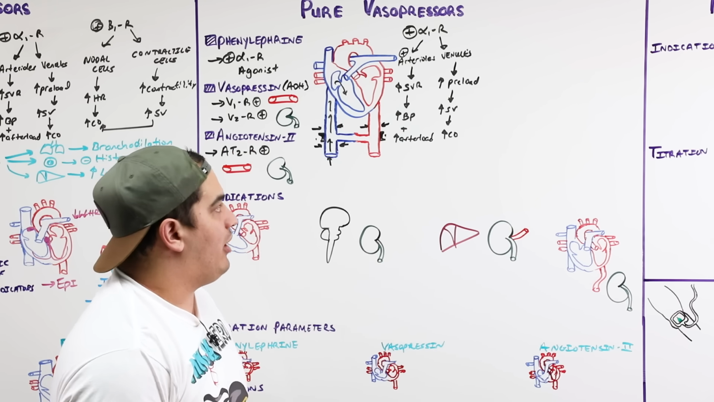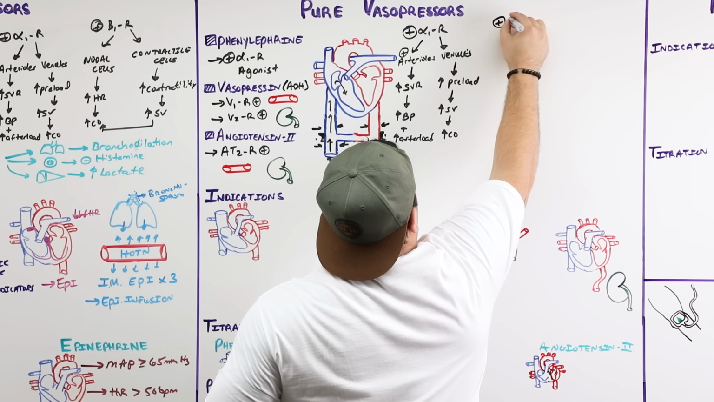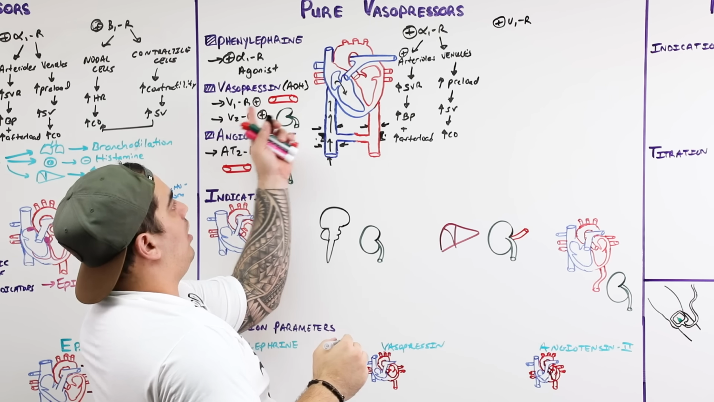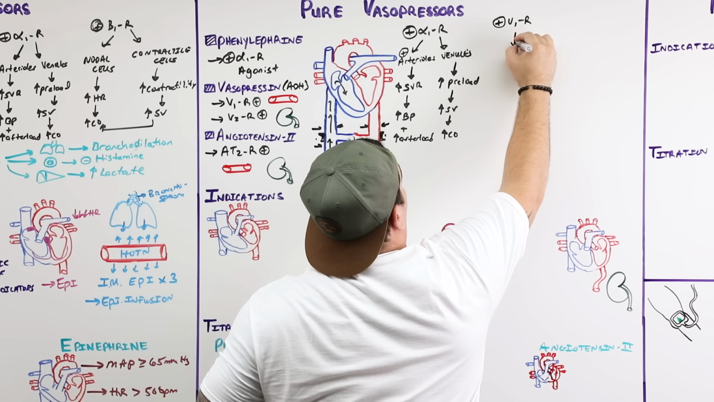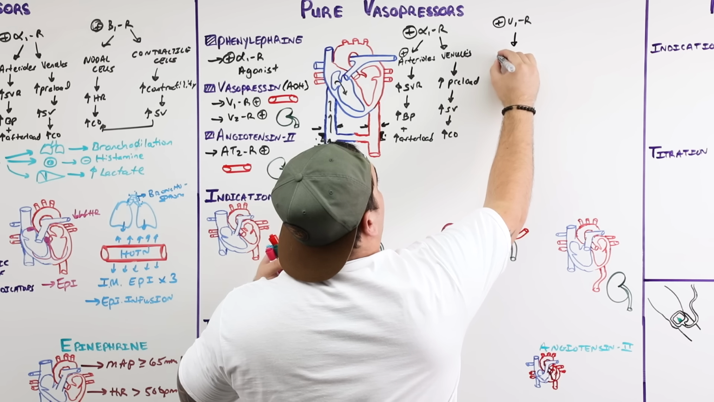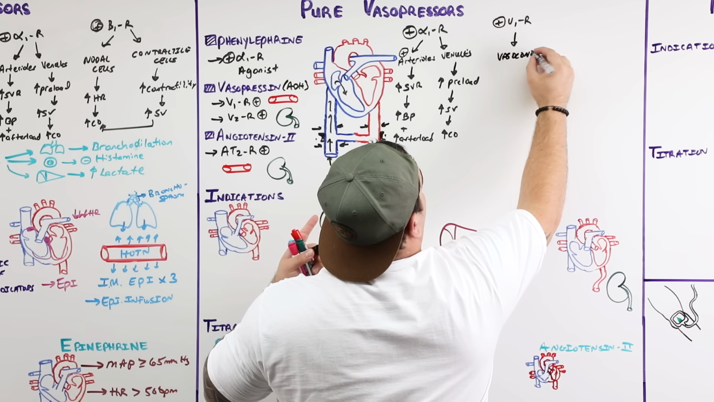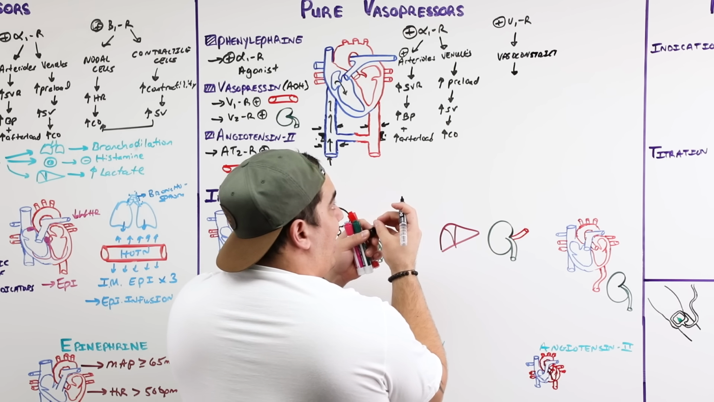Now let's go to the next one, vasopressin. Let's talk first about stimulating the V1 receptor. The V1 receptor is particularly working on the systemic arterioles. If vasopressin works on those systemic arterioles, it's going to cause vasoconstriction. If it clamps down and causes vasoconstriction, what's that going to do? That's going to lower the diameter.